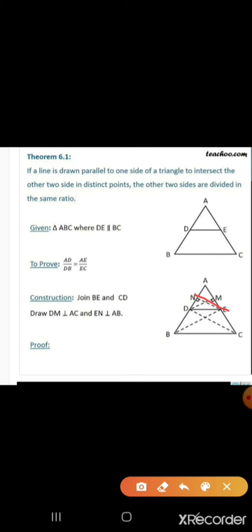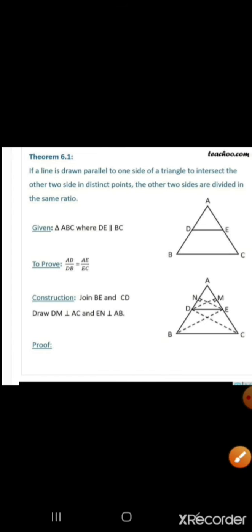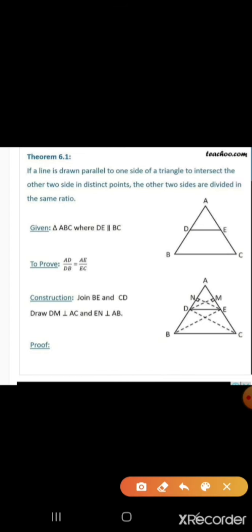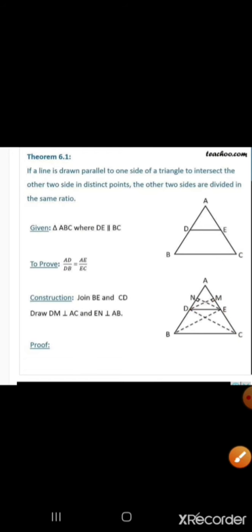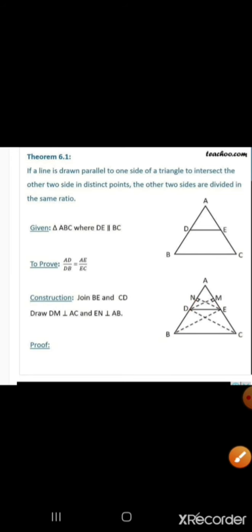So which are the two perpendiculars drawn there? One is DM perpendicular to AC, as well as EN perpendicular to the side AB. So these are the constructions: two line segments to join, then two perpendiculars also to draw, to prove the theorem. Next, proof.